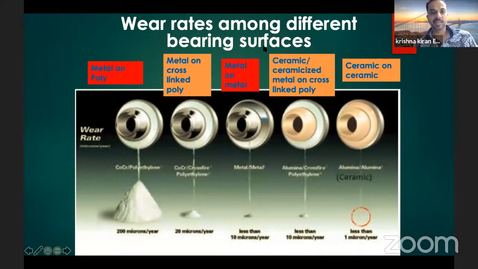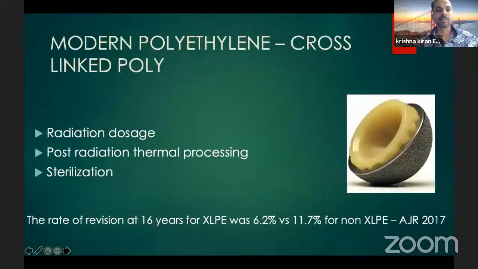And when we look at wear rates among different bearing surfaces, we have this order where the metal on conventional poly is closer to 200 microns and the ceramic on ceramic is less than 1 micron per year. So it is not rocket science to derive that any bearing which is not a conventional polyethylene, the metal on cross-linked poly, metal on metal, ceramic on cross-linked poly, and ceramic on ceramic, all have a wear rate which is below the osteolysis threshold of 100 microns. And now we need to choose among these what bearing we must use.